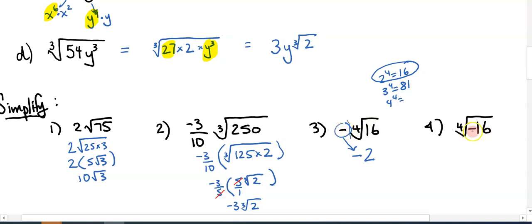Whereas with the negative inside, I actually have to take the fourth root of negative 16. Can I have 4 numbers that multiply to give a negative? Well, no. 4 negatives is positive and 4 positives is positive. I can't have 4 identical numbers giving me a negative, so this is not a real number.